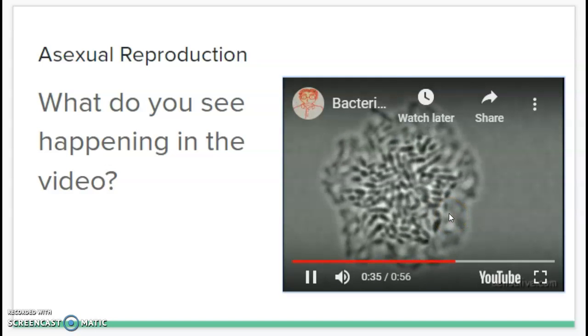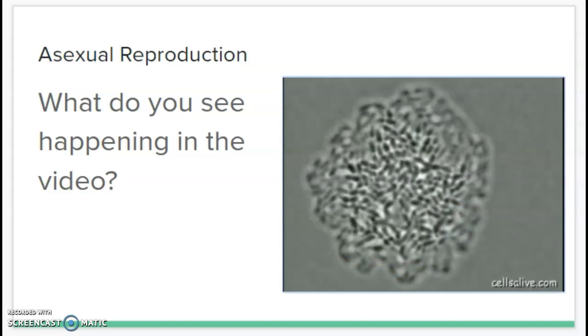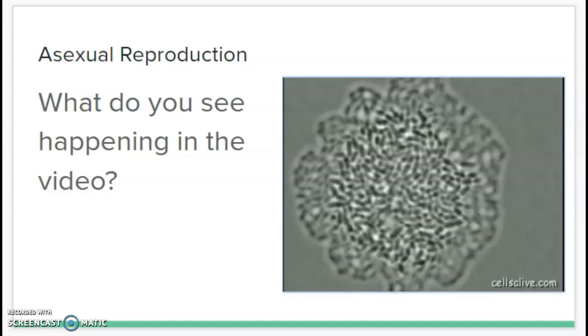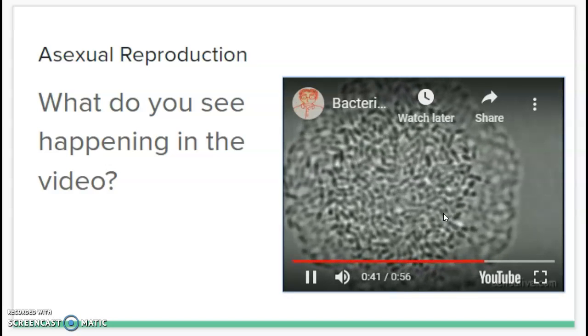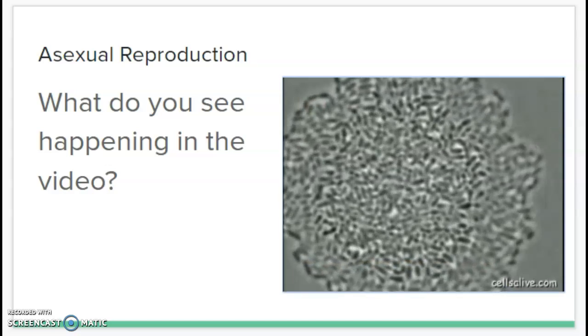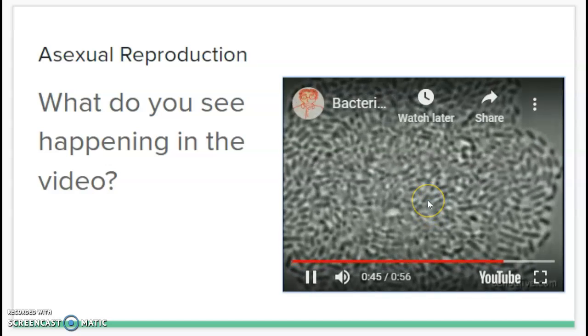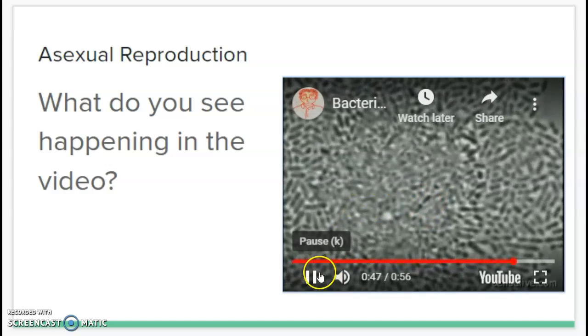All right, we also saw this in our lab when we did the bacteria with the petri dishes. The bacteria grew in about 2 days. So that's relatively quick when you compare it to humans, which take 9 months to reproduce.